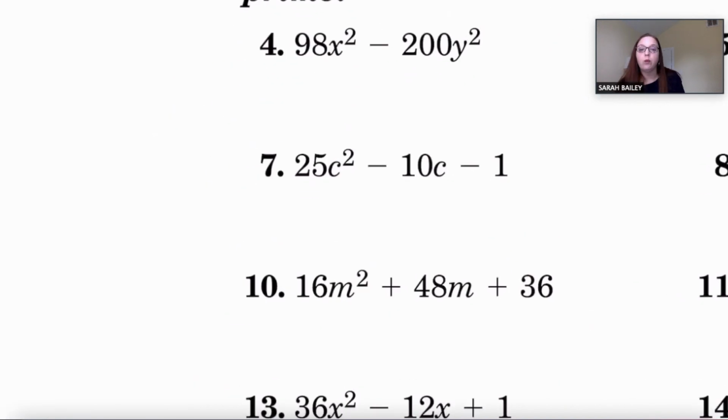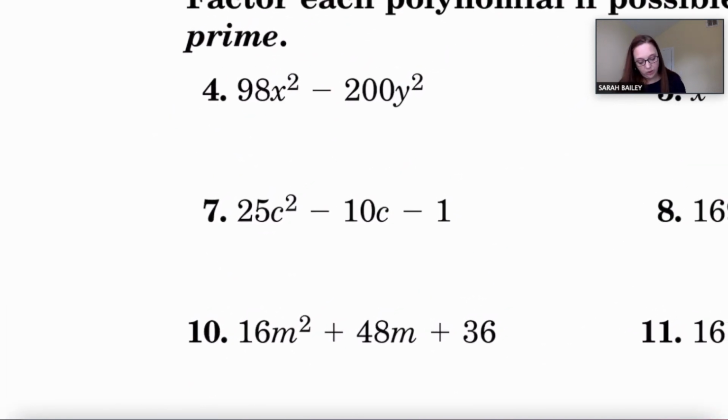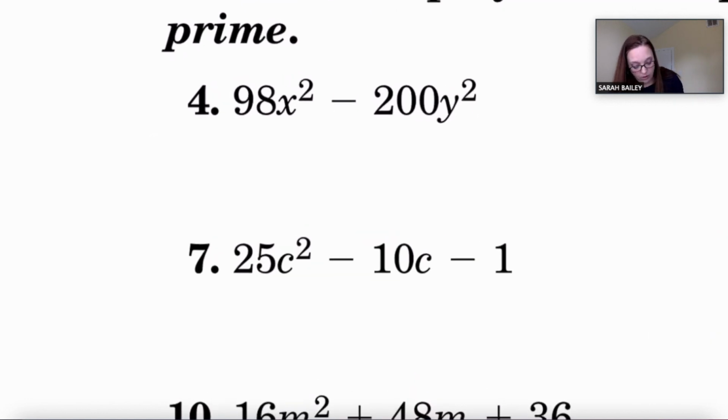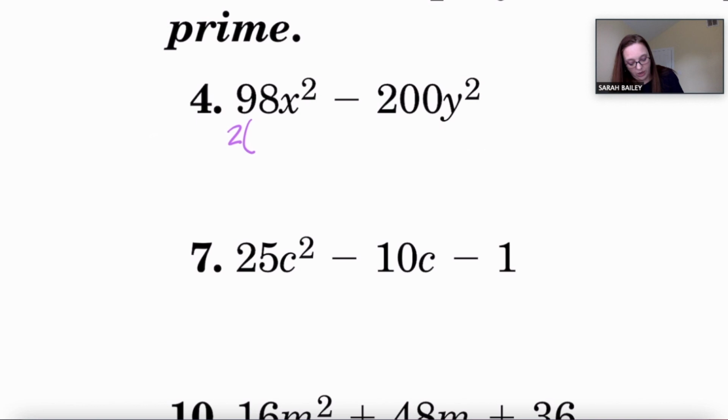All right, let's look at number 4. We've got 98x squared minus 200y squared. I'm pretty sure there's a common factor here. So we can pull out at least a 2, maybe another number. So let's see. When I do 98 divided by 2, I get 49x squared, and that would be minus 100y squared.